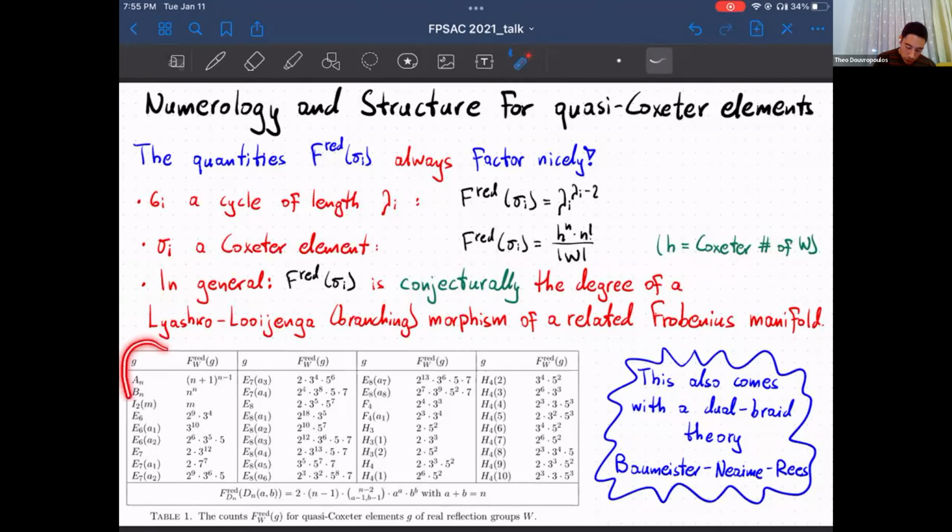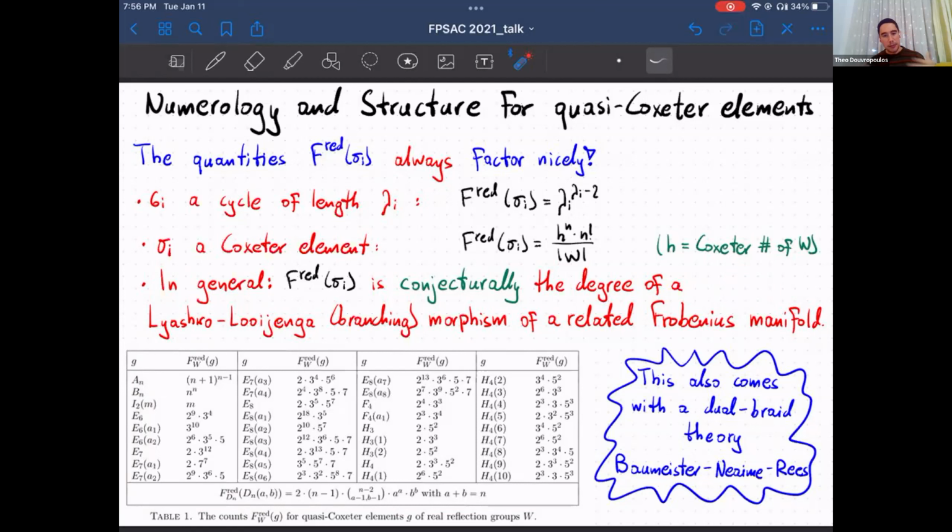But even if it's not a Coxeter element, I'm giving you here the table of all of the quasi-Coxeter elements in the real reflection groups. All of them are products of small primes. Now, this observation goes back to Voigt, who was a student of Brieskorn, but to me, it was first mentioned by Christian Stump, who did computer experiments and found out that there is a really nice structure here. So I tried a lot to figure out an explanation for that. And at some point, I had this really cool conjecture, but it's been on hold for a while.